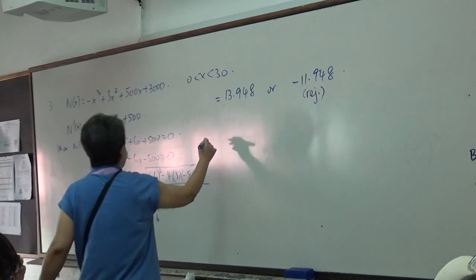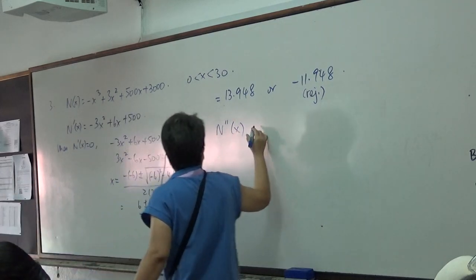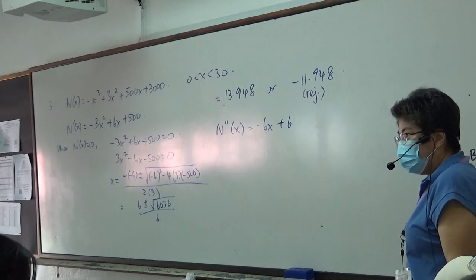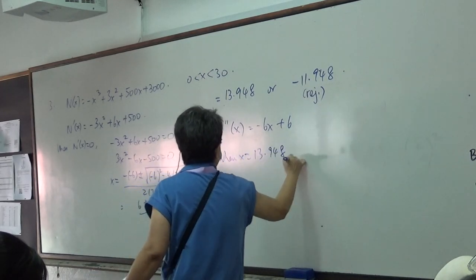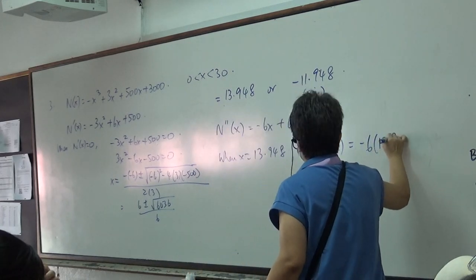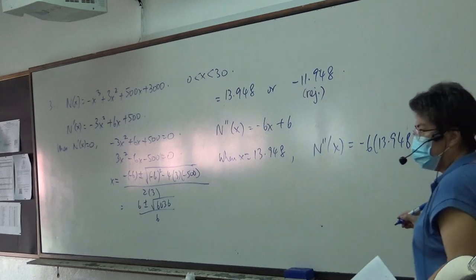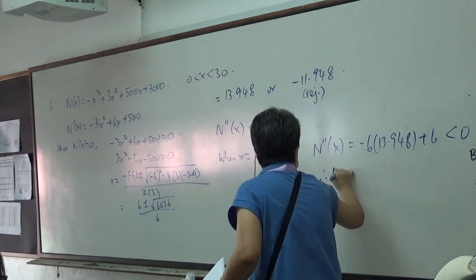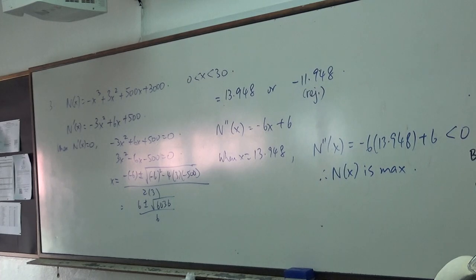Agree? Okay. Now, then we are going to do N double prime. Differentiate. What is it? Negative 6x plus 6, right? Everybody okay? When x is 13.948, N double prime x is negative 6 times 13.948 plus 6. Can you tell me whether this is a positive or a negative value? Very obvious. This is less than 0, right? Therefore, N(x) is maximum. Can see?